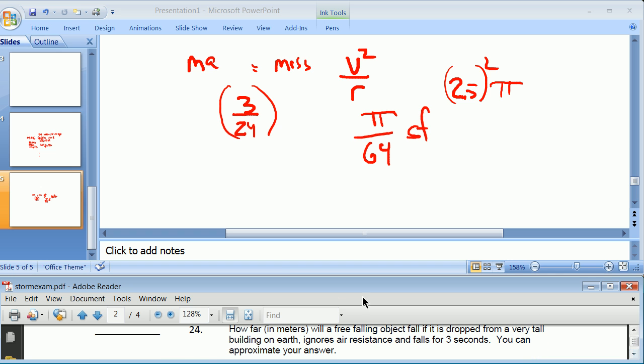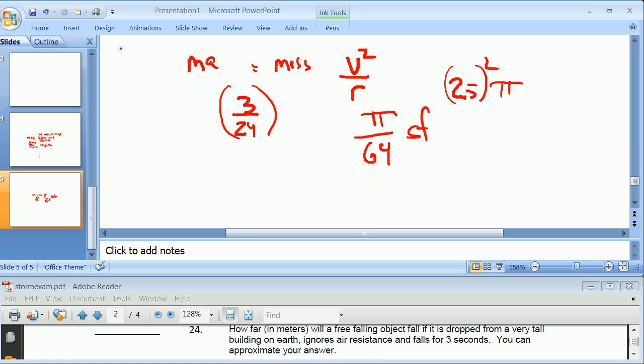How many meters will a free-falling object fall if it's dropped from a very tall building? You know that velocity after 3 seconds is 30 meters per second. The average, the V bar, is 15 meters per second. So how far? 45 meters.